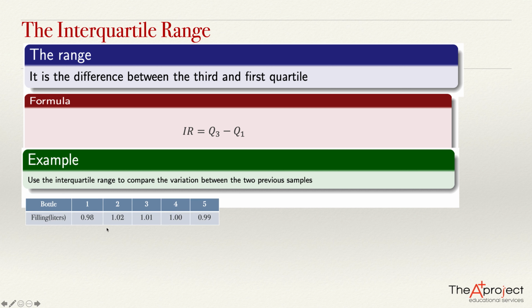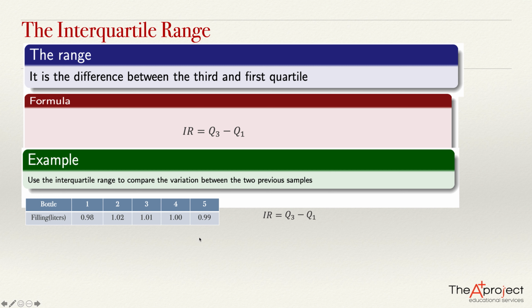Remember the first sample taken from the first machine was like this: 0.98 liters, 1.02 liters, and so on. There are five observations. The interquartile range will be Q3 minus Q1. So I need to compute quartile 3 and quartile 1. And to find the quartiles, you need to order the data set.